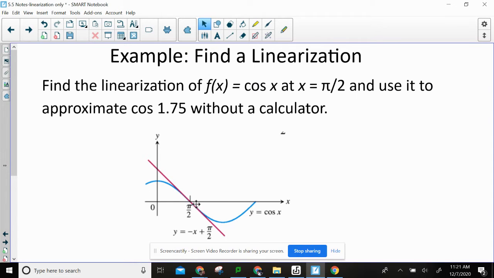So let's talk about, I'm going to go back to the Smart Notebook. So here is my cosine function. Here is the linear approximation at pi over 2. And is my estimate above or below the line? Well, it should be what? Above the line or below the line? So pi over 2, is that above 1.75 or below 1.75? So we need to think about that. And here, if it lands up here, it'll be below my line, so less than. And here it'll be above the line, so greater than. So I want you to decide that. Is it above or below?